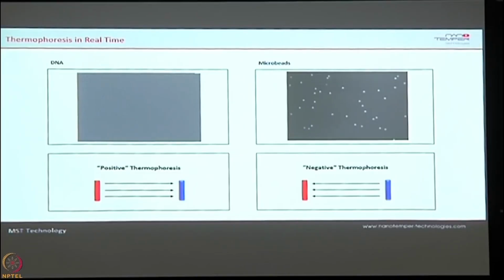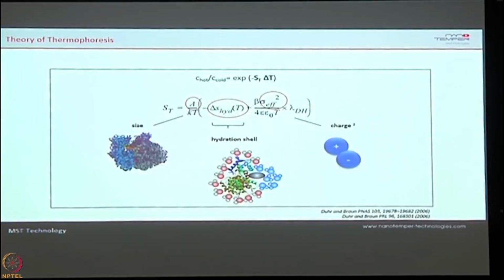How we measure, maybe I can take you to the next slide. If you look at the first slide, the two gentlemen who proposed the theory of thermophoresis state that the steady state concentration of the molecules before and after heating is directly dependent upon three parameters: size, charge and the hydration shell. Whenever you shine some heat, the ratio of the molecules that have gone towards the hotter region to the molecules in the colder region is always dependent upon these three parameters. That is what the law of thermophoresis says. And all our experiments have been highly validated and follow this principle.